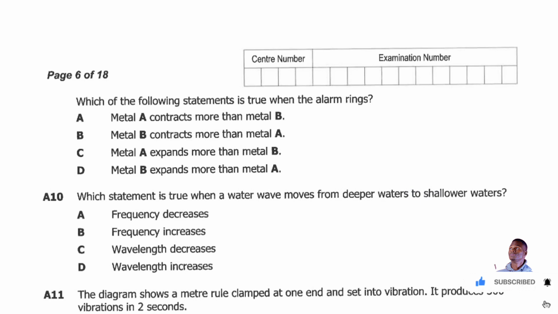Metal A expands more than, no, metal B expands more than metal A. D is the best option here.